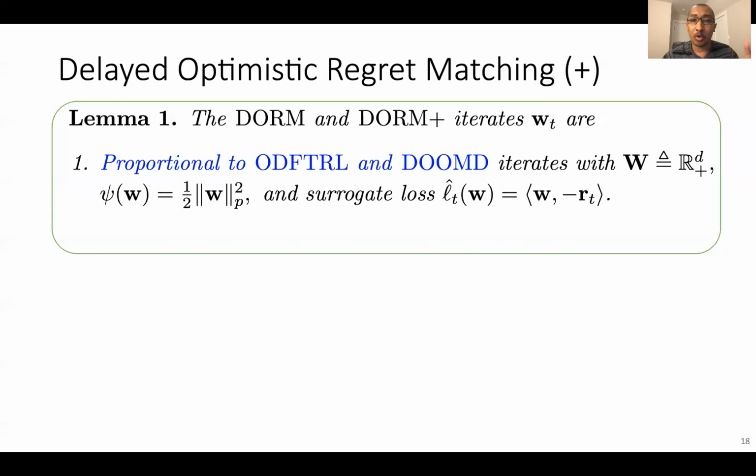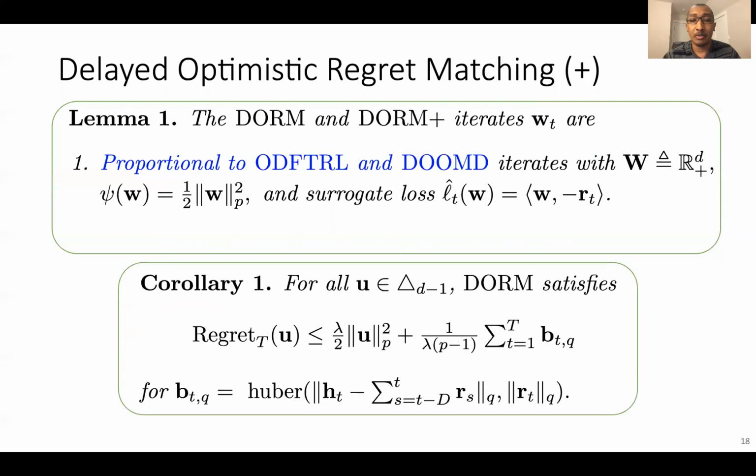First, the DORM and DORM plus iterates that we just introduced are actually just special cases of the optimistic delayed FTRL and mirror descent algorithms that we discussed earlier. Specifically, you can make this reduction by considering optimizing on the positive orthant. So take your W set to be a positive orthant, using a regularizer which is the squared p-norm, and using a special surrogate loss. This reduction means that we immediately get a regret guarantee for both DORM and DORM plus. Here's an example for DORM. We get the same sort of Huber regret that we were investigating earlier.